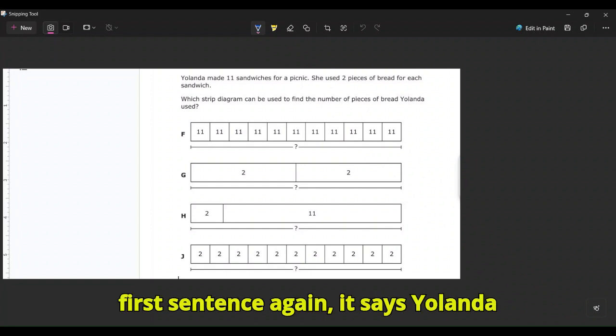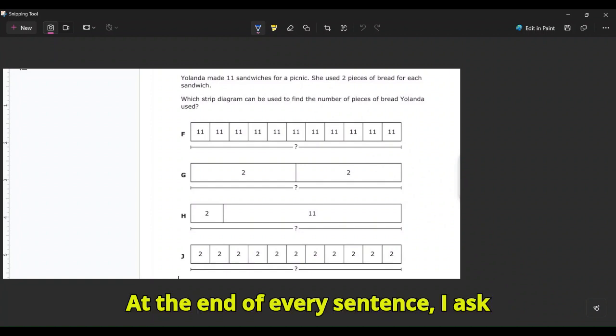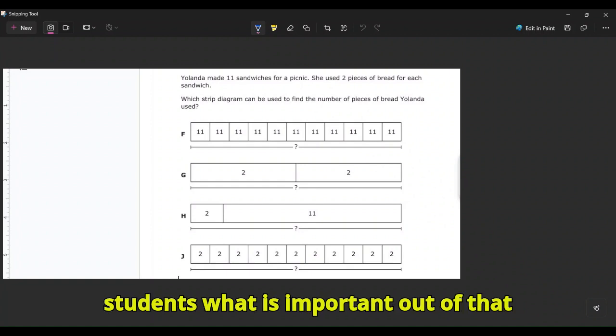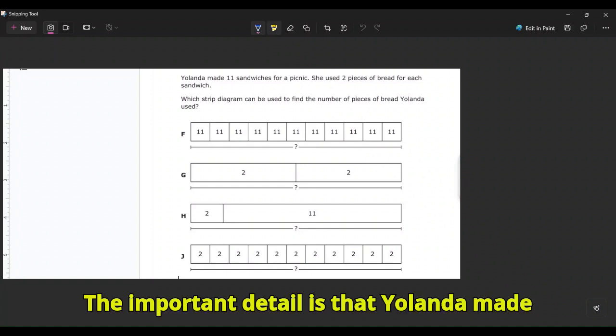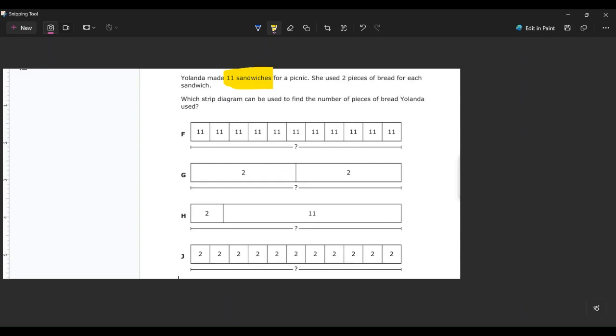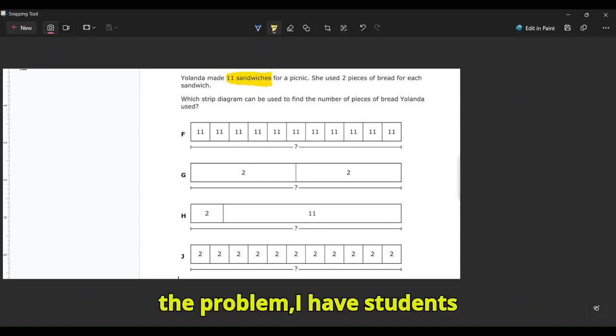So looking at the first sentence again, it says Yolanda made 11 sandwiches for a picnic. At the end of every sentence, I ask students what is important out of that particular sentence. In this case, the important detail is that Yolanda made 11 sandwiches. Once we determine what's important out of the problem, I have students represent that.